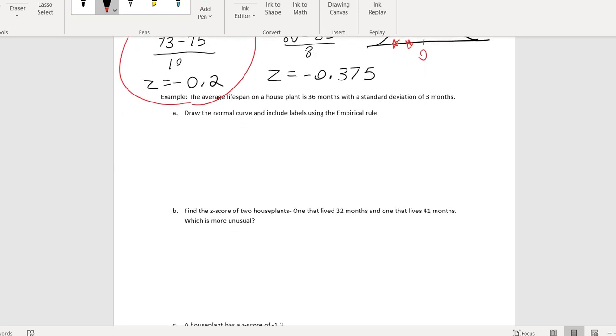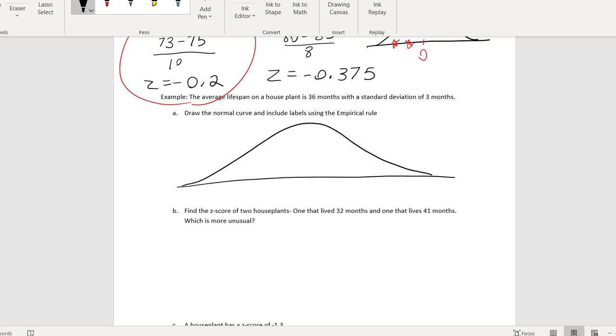Alright, so for the next example, let's look at the average lifespan of a houseplant, which is 36 months with a standard deviation of 3 months. So, if we draw the normal curve using this information, most of our houseplants are going to live 36 months. If we add a standard deviation to 39 and subtract 1 down to 33, that's about how long 68% of our houseplants will live. And if we go one more out, that will be 95%.